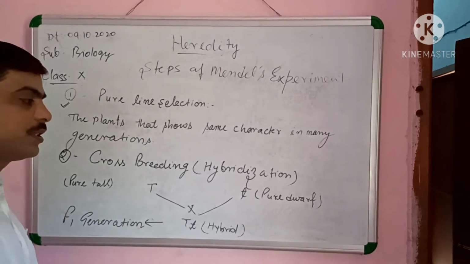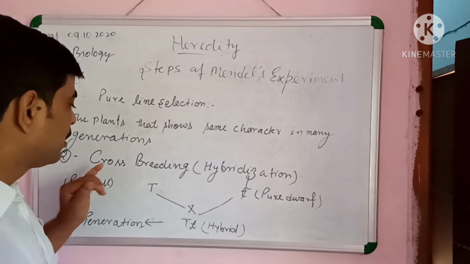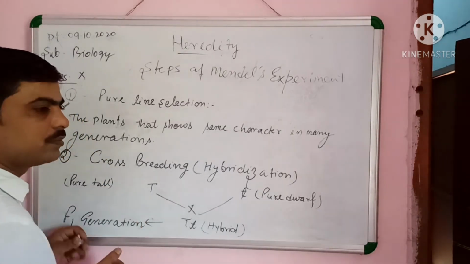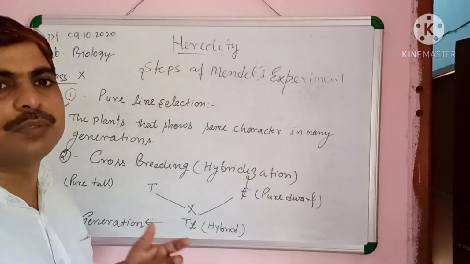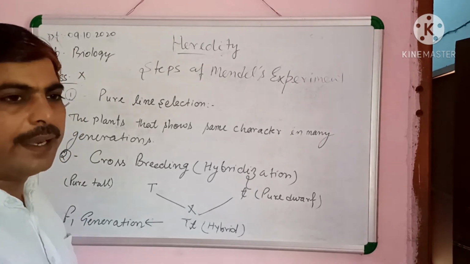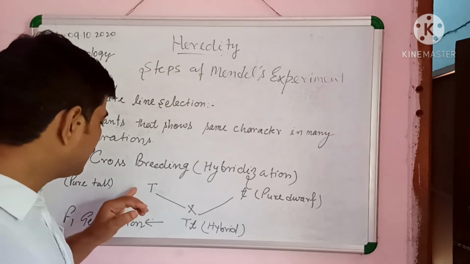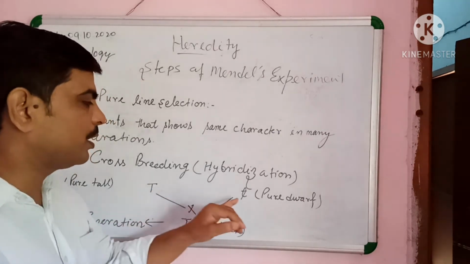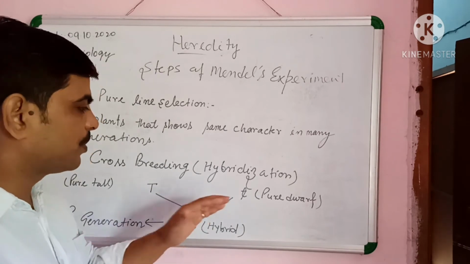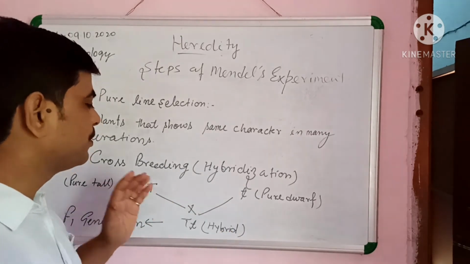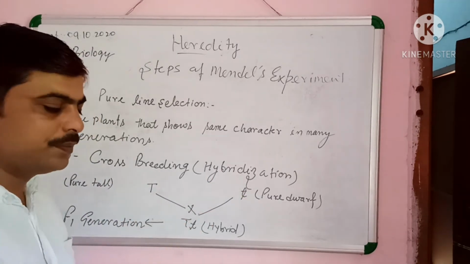Now let's understand the things. Crossbreeding means sexual reproduction, and the parents are different. So see, the parent is tall and the parent is small. It may be the female, it may be the male, or it may be female, it may be the male. Any.